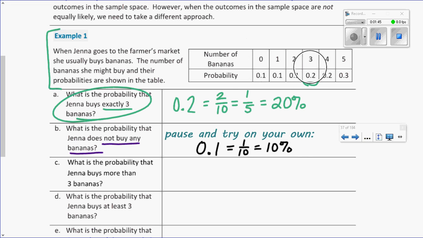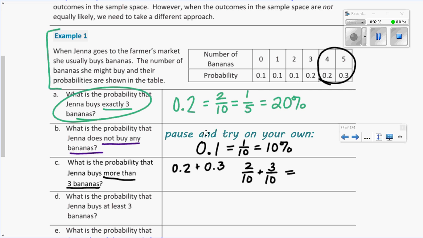Okay, how about if she buys more than 3? More than 3. That doesn't include 3. Okay, that would be these two. So you can write that as 0.2 plus 0.3. You can write it as 2/10 plus 3/10. No matter which way you write it, you're going to get 5/10 or 1/2, which is the same as 0.5. When you add those together, it's 0.5, and you know that that's 50%. So there's a 50% chance that she will buy more than 3.